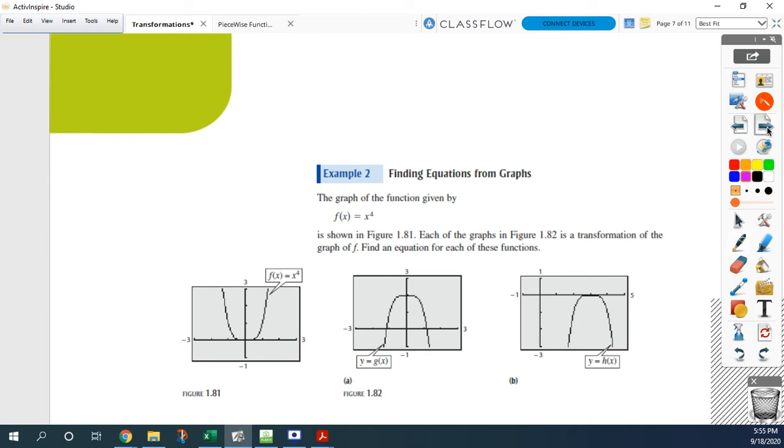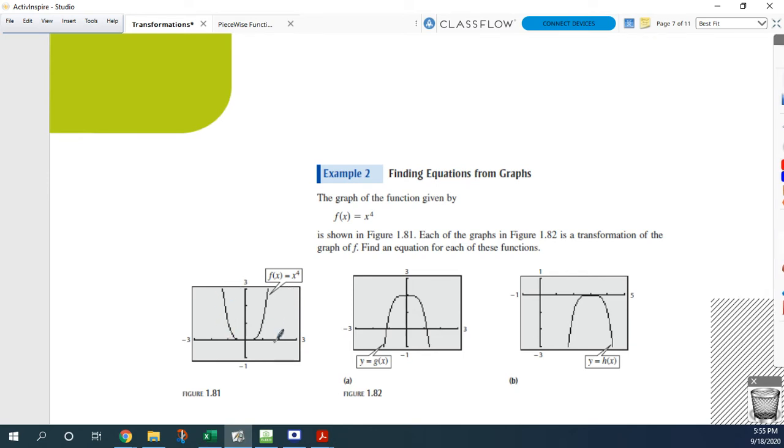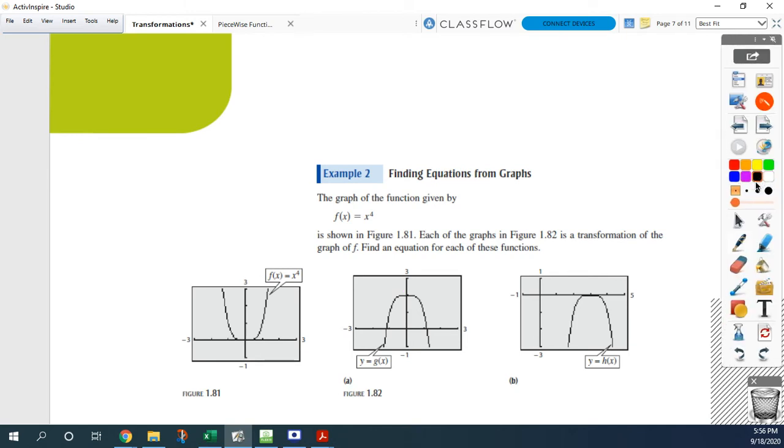This is the graph of the function given by f of x equals x to the fourth, shown in figure 1.18. So this is our starting or our parent function. Basically, it's still a parabola. It's just a wider parabola. And then since each of the graphs in the next figures is a transformation of the graph, find an equation for each of these graphs. So notice that both of these are pointing down, which is going to be a reflection across our x-axis. But notice also that we have other transformations that have happened as well. And so we're going to have to take that into account.